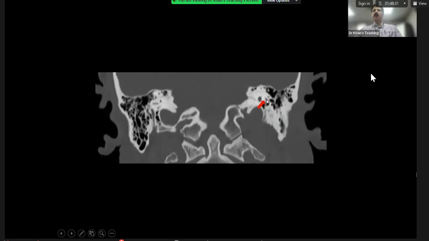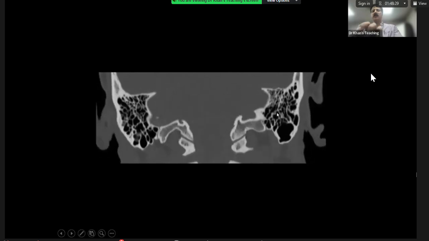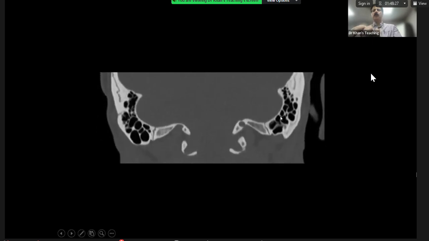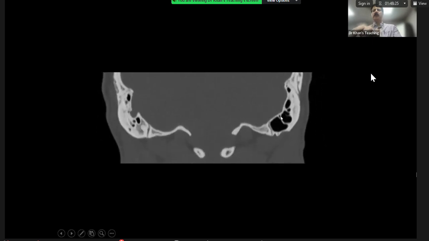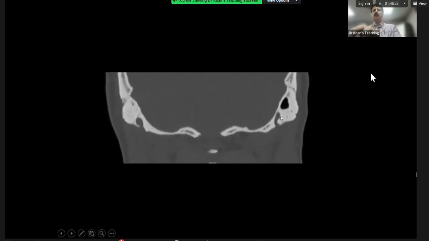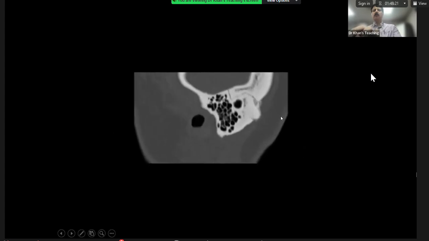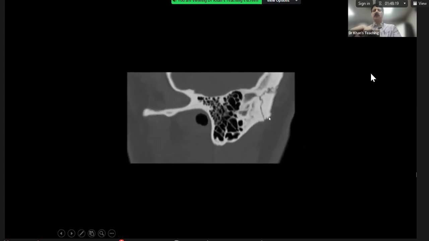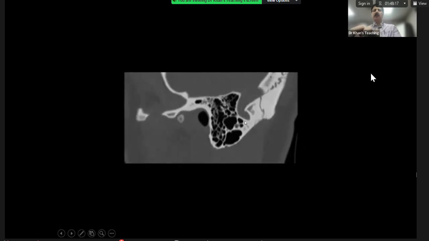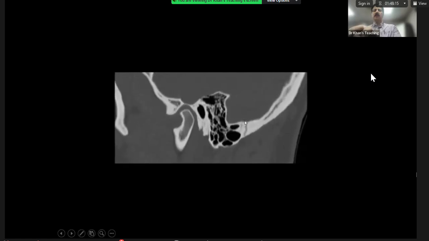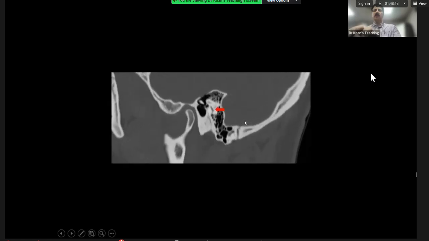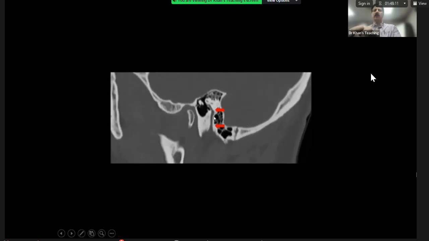So now let's go for a sagittal. Sagittal will show you the descending portion very well. Otherwise, there is not much value to the sagittal. So these are the mastoid air cells, and here you are. We call it the hockey stick appearance. This is the descending portion. This is the stylomastoid foramen.